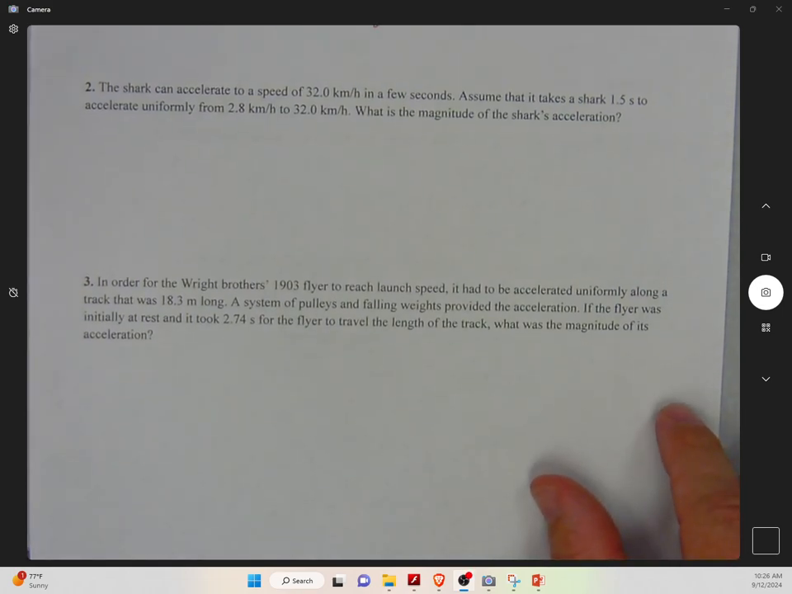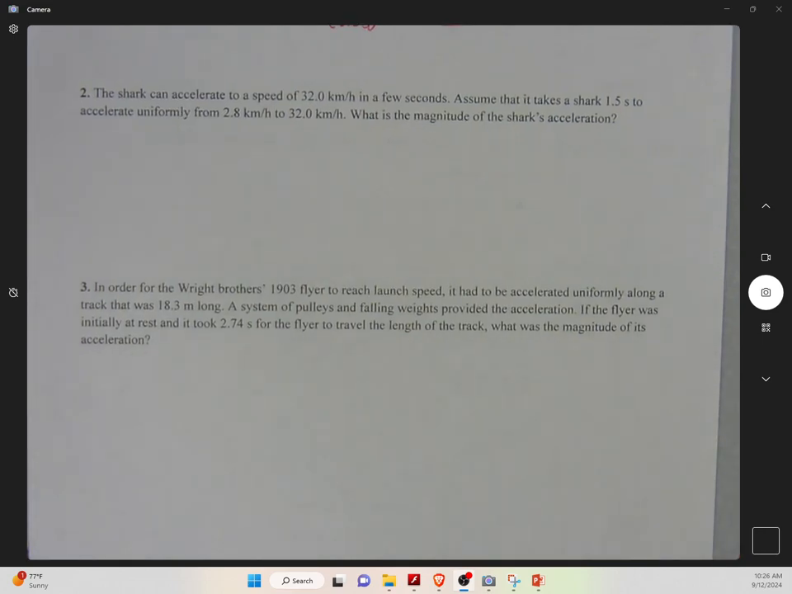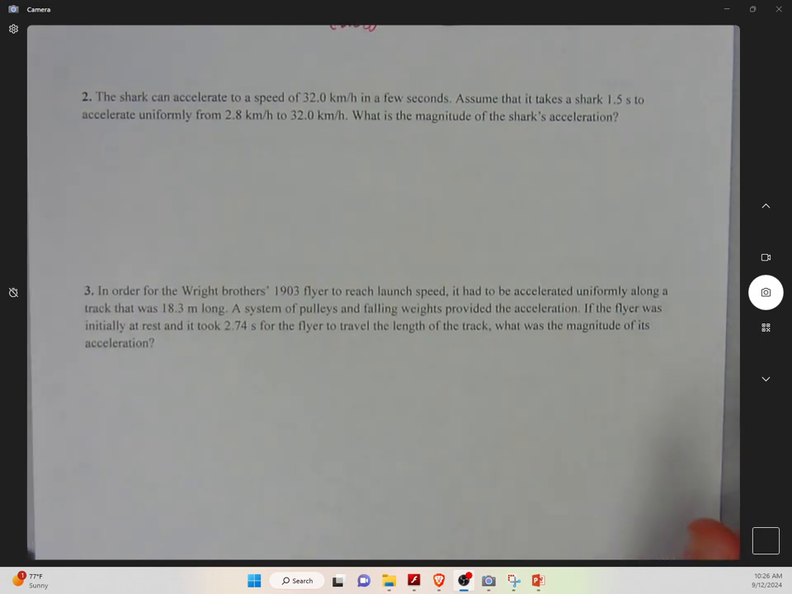All right, number 2 here. The shark. Not just a shark, a type of shark, the shark. And you know which one I'm talking about. The shark can accelerate to a speed of 32 kilometers per hour in a few seconds. Assume that it takes a shark 1.5 seconds to accelerate uniformly from 2.8 kilometers per hour to 32 kilometers per hour. What is the magnitude of the shark's acceleration?